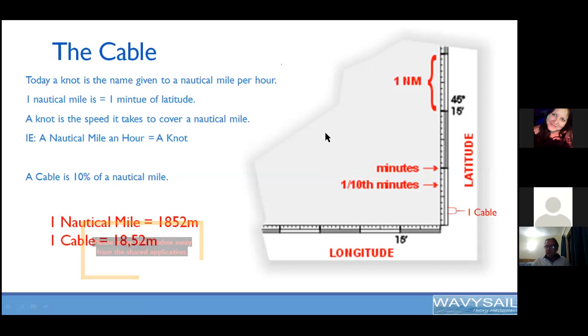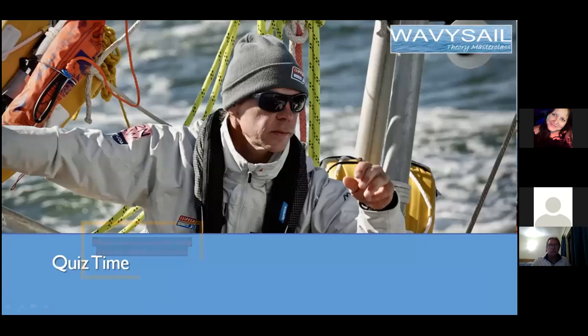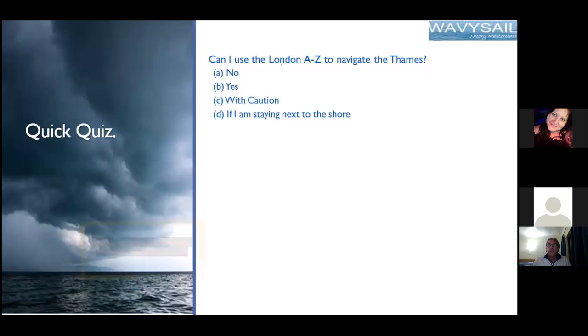Let's try a couple of quiz questions. Can I use the London A to Z to navigate up and down the Thames? No, yes, you can do it with caution if I'm staying next to the shore. I don't know if everybody knows what the London A to Z is, but it's basically a road map of London.